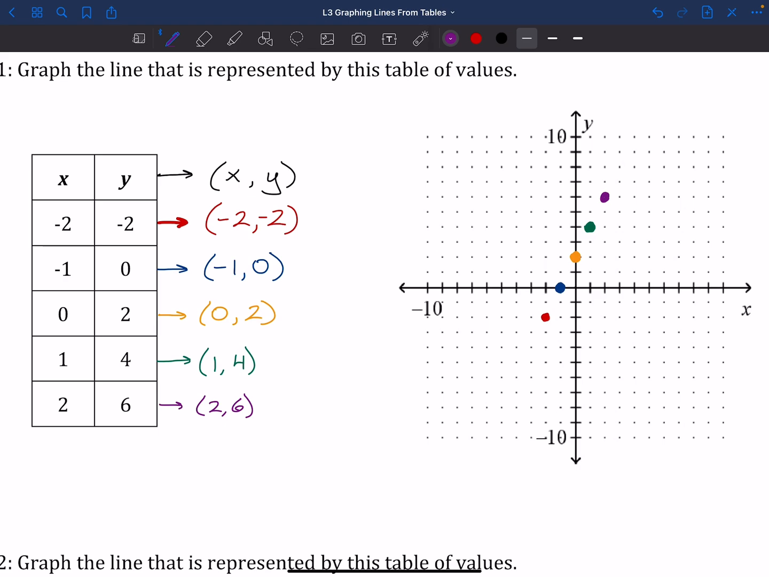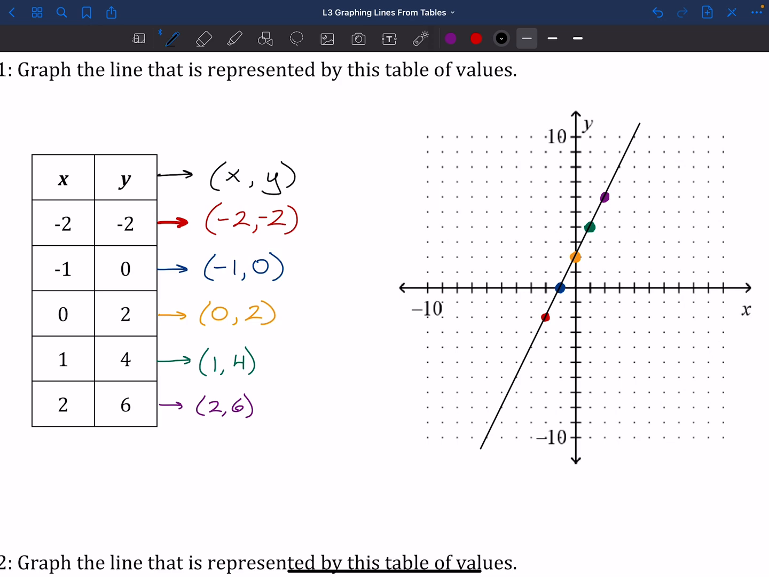So we have all these points graphed. Our very last step on these types of problems is to use a ruler or a straight edge, like the side of a notebook or a book or something. We want to line it up and just graph the line that goes through all of those points.